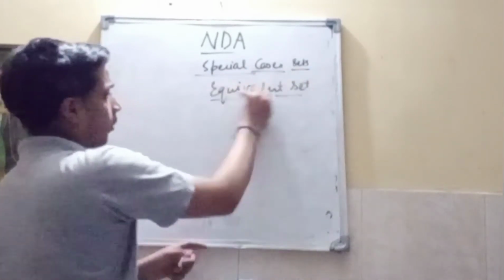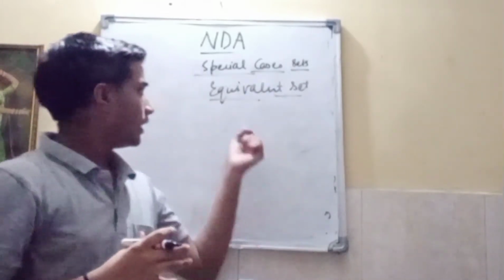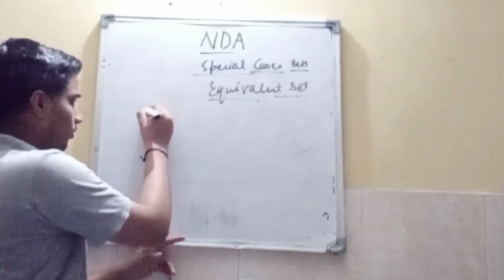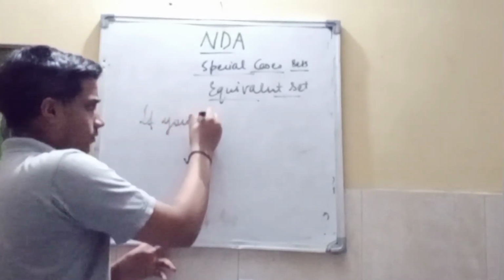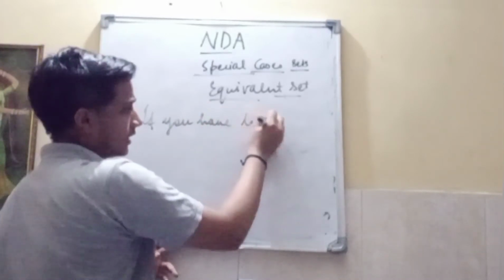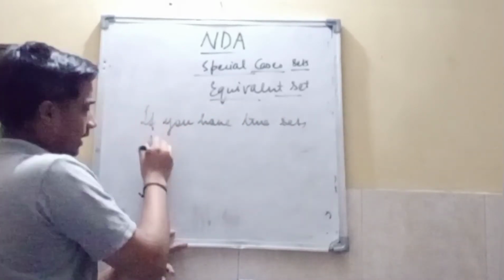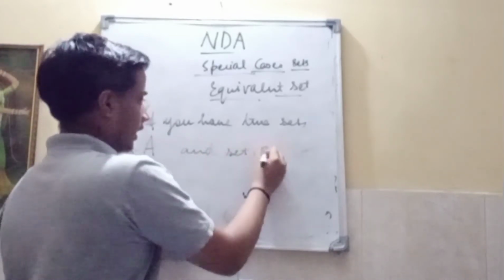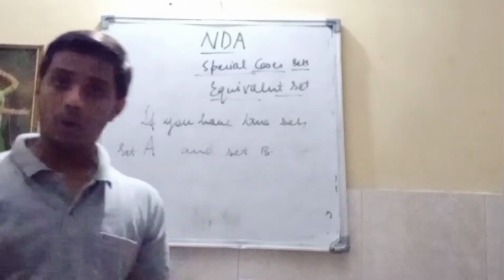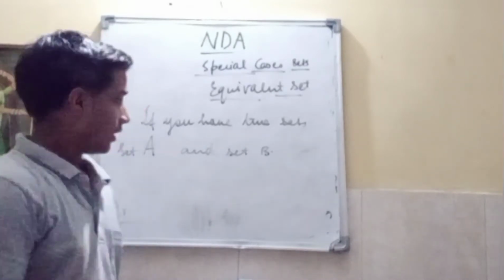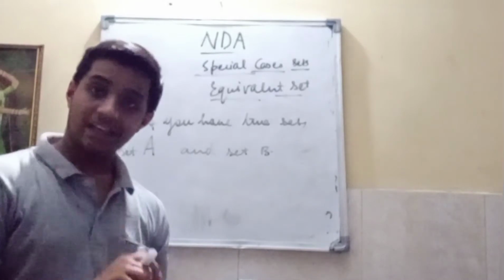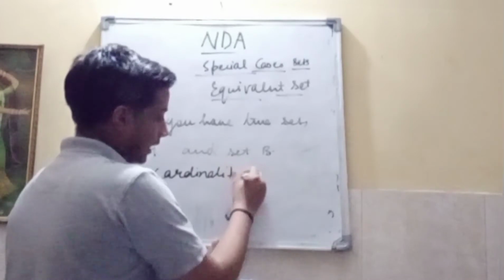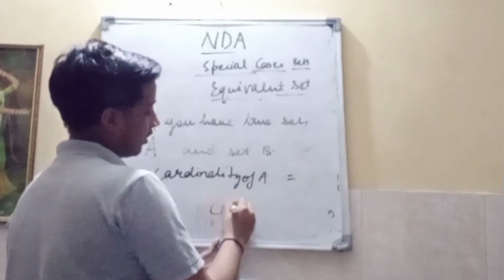Equivalent set is an important part and it is generally asked in questions. The definition of equivalent set is, if you have two sets, set A and set B, the two sets are said to be equivalent if and only if the cardinality of A is equal to the cardinality of B.